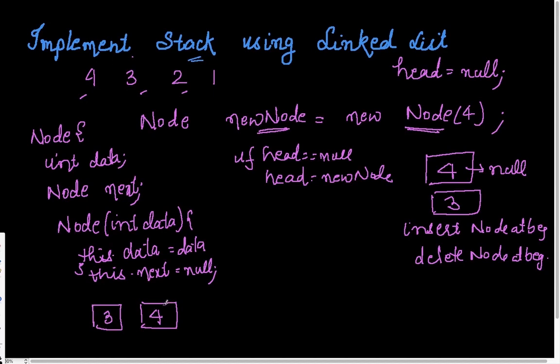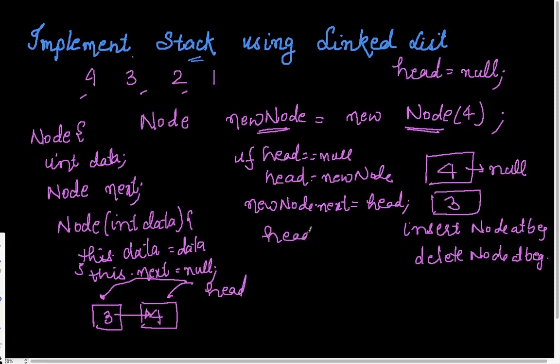What operations do we need to do? For this to happen, the next of 3 should point to 4. And right now my head is pointing to this particular node. I have to update it to point to the new node. So what I will do is new node.next is equivalent to head, and head is equivalent to new node. We will see the complete code when we are writing the code in Java, but this is how the push operation will take place when we are implementing stack using linked list.